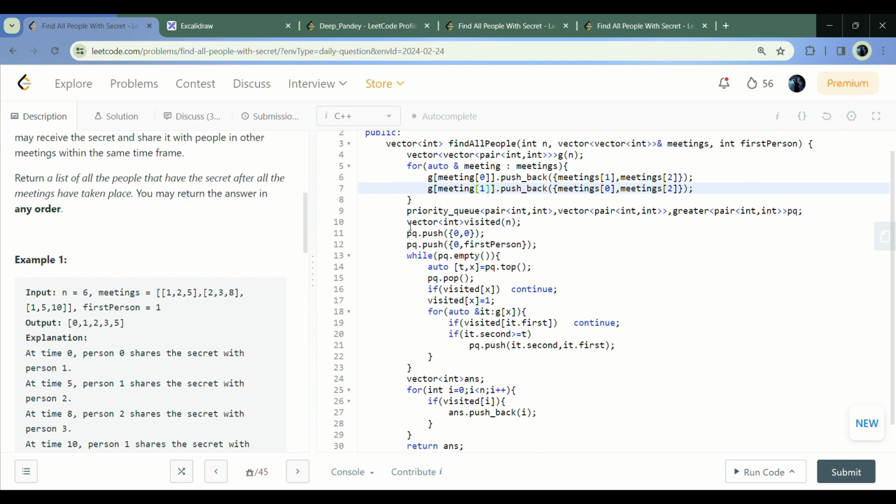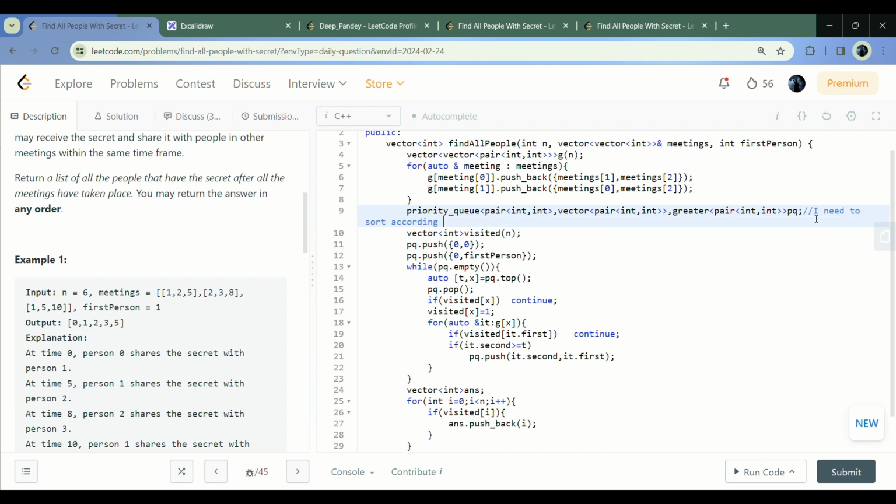Next I will initialize a priority queue. Here I am initializing a priority queue because I need to sort according to the time, like meetings will be held according to time. If the time has passed, then the secret will not be shared with anyone else.